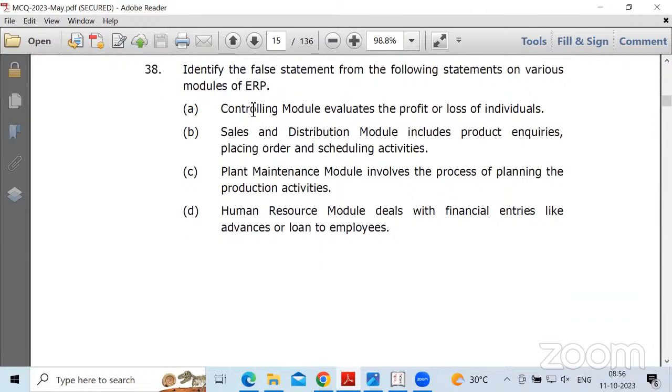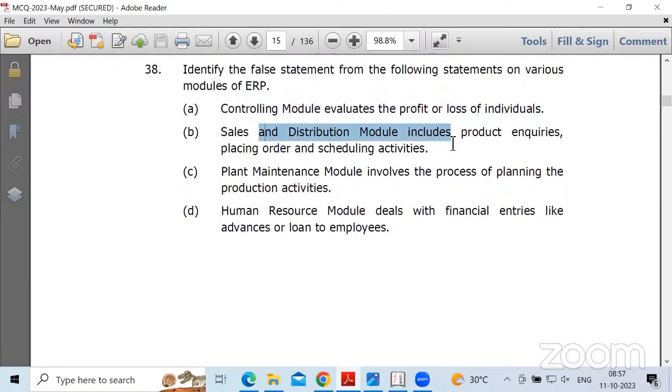Identify the false statement from the following statements on various modules of ERP. Controlling module evaluates the profit or loss of individual. See, profit or loss of the individual should be determined by whom? By the profit and loss account.